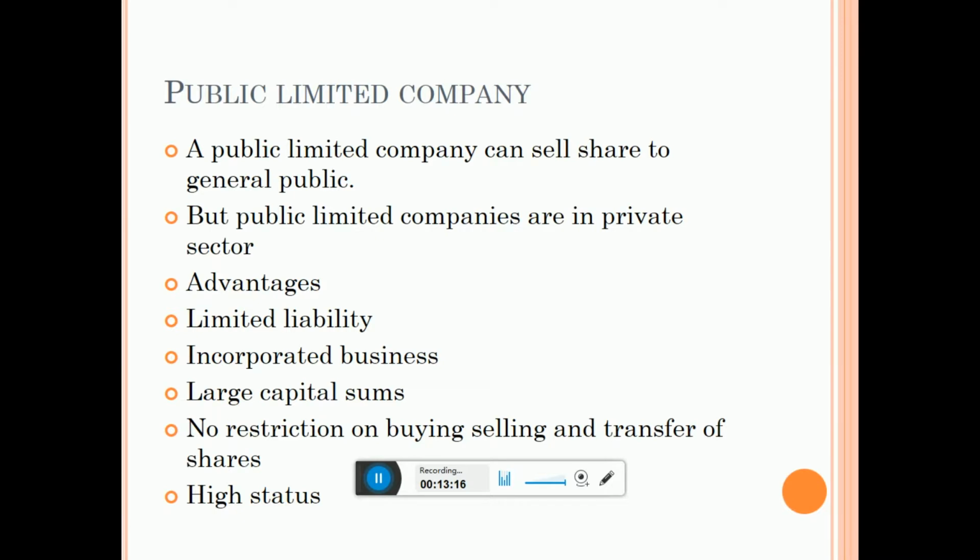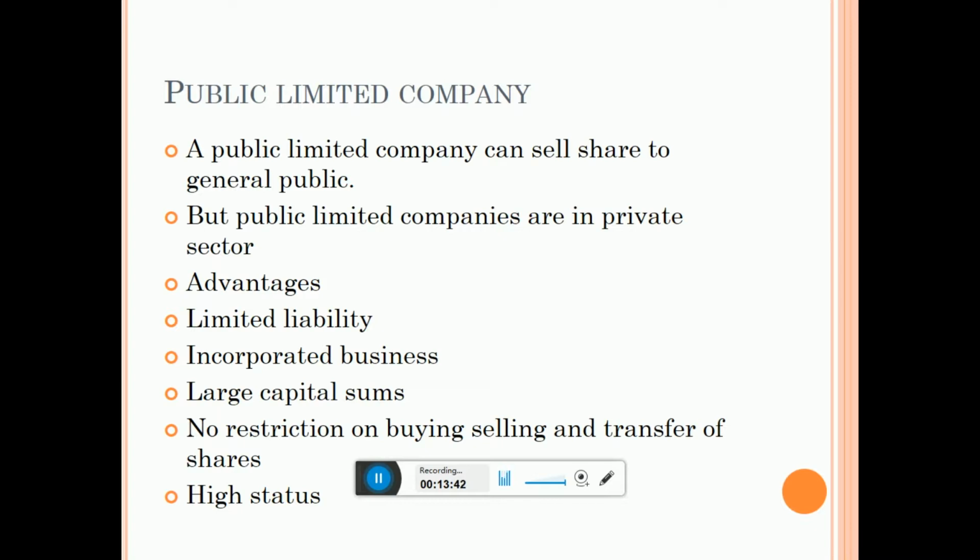A public limited company can sell shares to the general public, but public limited companies are in the private sector. Remember, keep this in mind. I have seen many past papers and examiner reports where the examiner says again and again that students make this mistake. They refer to the name public limited company, and they say that the company is in the public sector. This is not the case. The company is in the private sector.